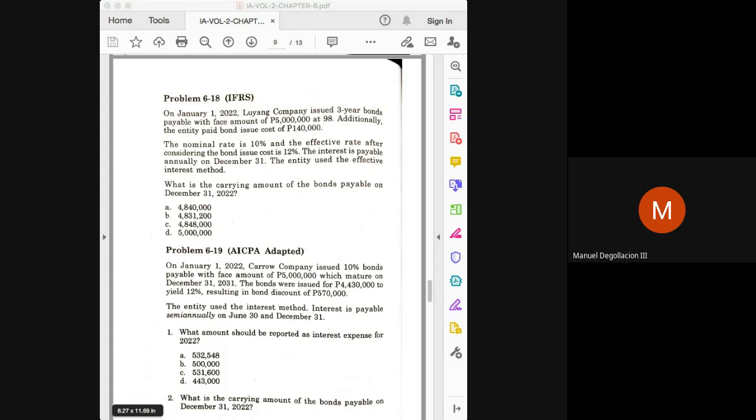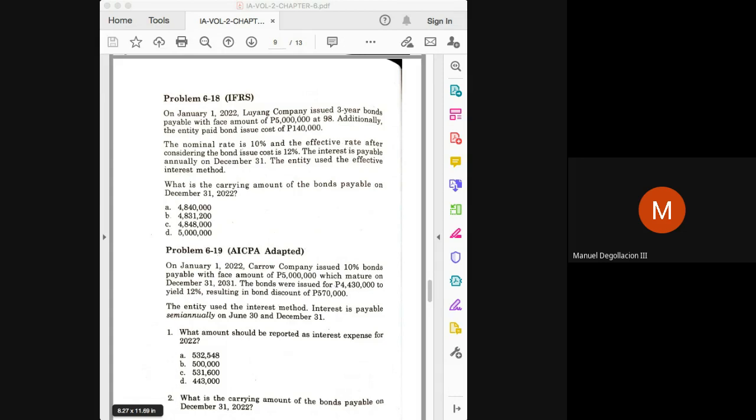The next question is how much is the carrying amount of the bonds payable? Assuming this is the only question that we have to solve, how should we approach this one? You try to recall our formula for your carrying amount. It is the face value minus the unamortized discount or plus the unamortized premium. In this case, let's just lump together our discount and our bond issue cost. Let's just treat them as one single figure.